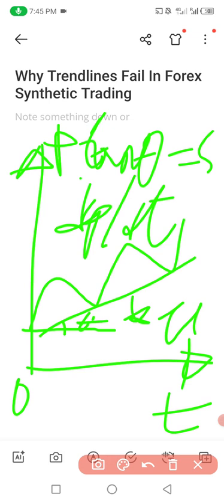Now, using the independence theory, if a market is trending in a given direction, it has two components. One is the reverse action, which is the correction or retracement, and the other one is the impulse action, which is the main action.